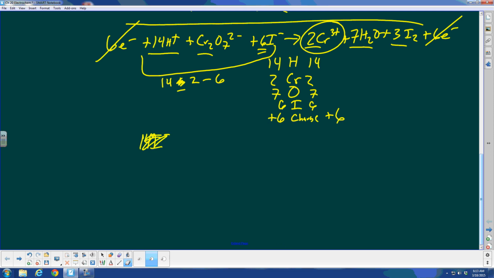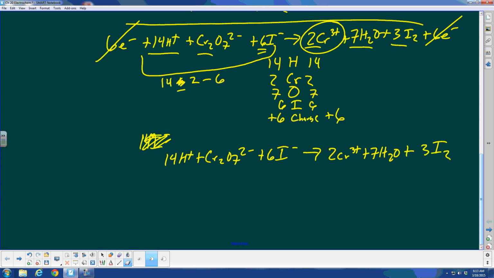reaction. 14 H+ plus dichromate plus 6 iodides yield 2 chromium 3s plus 7 waters plus 3 iodines. And notice this said balance this in acidic solution. Is it acidic? Yes, I have those 14 H pluses, so that means that is balanced in acidic solution.